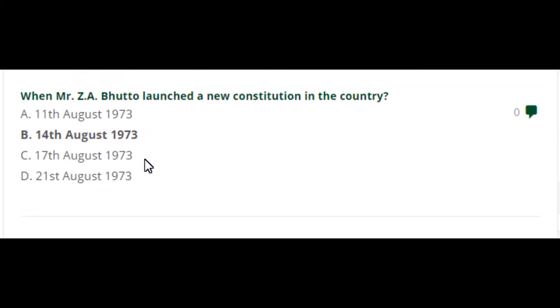When did Mr. Zulfikar Bhutto launch a new constitution in the country? On 14 August 1973, Mr. Bhutto launched a new constitution in the country, 14 August 1973. So it was the MCQ which is related to the Pakistan Study quiz.